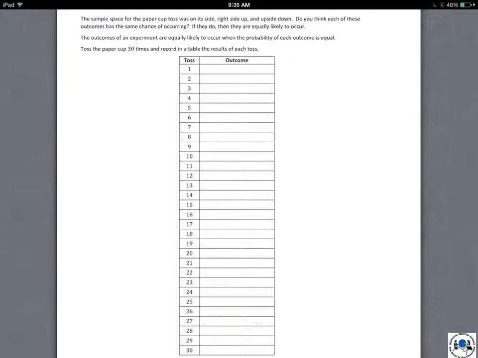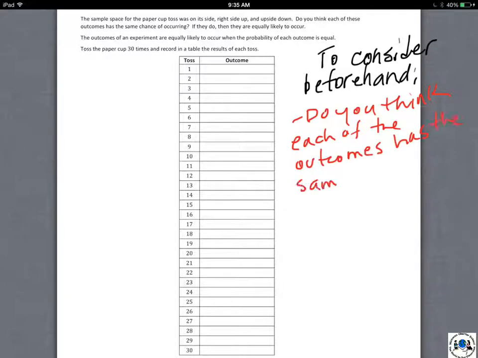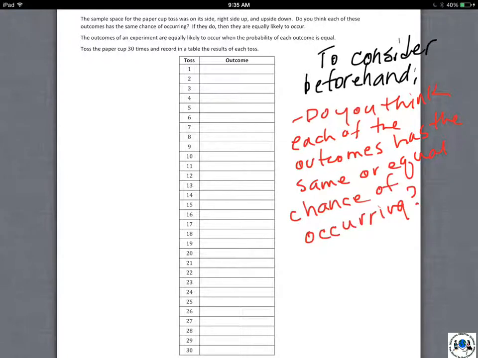Okay, so let's go ahead and take a look at what I came up with and see what you came up with. All right, so just to consider beforehand, do you think each of the outcomes has the same or equal chance of occurring? Again, this is something I should have asked beforehand, but I forgot I had written it down here.